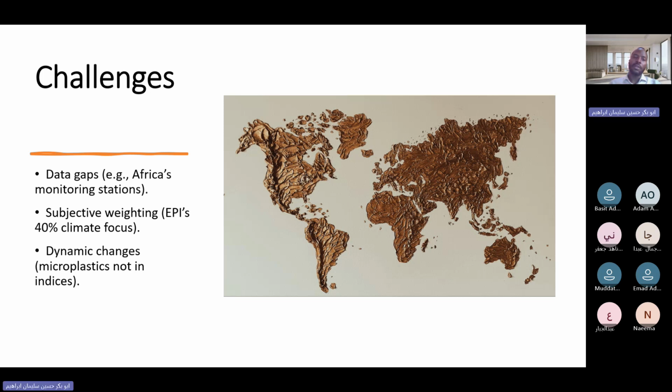More effort, or EPI effort, they're focusing on climate change. The last point in the challenge is the dynamic change. That means a big change will happen on the earth, sometimes like a volcano, or let me say a big event can happen. This is also difficult for us to put into indicators, to measure the environmental indicators. Yeah, this is another.